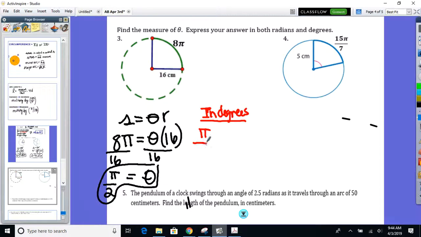So pi over 2 times 180 over pi. What cancels out from yesterday? Pi's are gone. And in degrees, 90 degrees. So in radians, it's pi over 2. In degrees, it's 90.